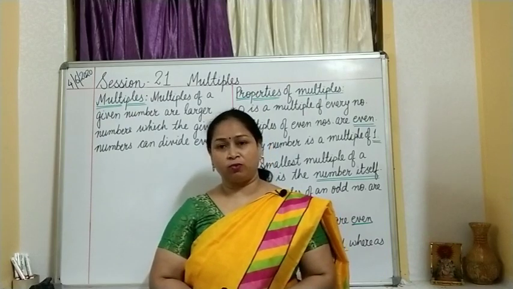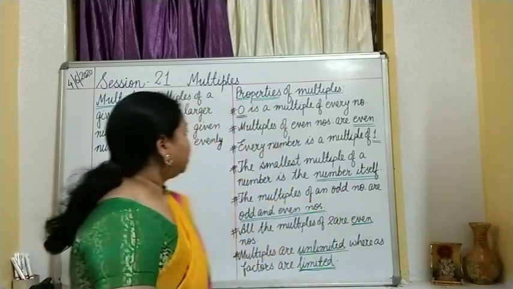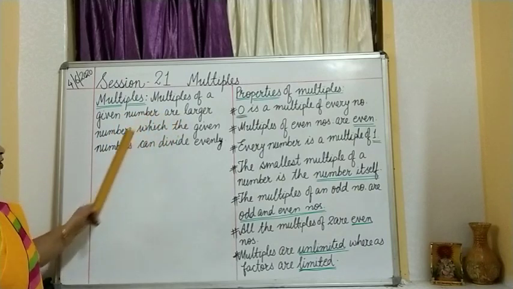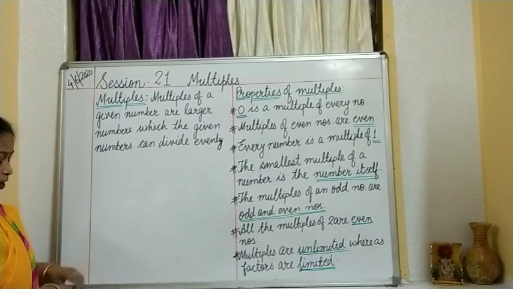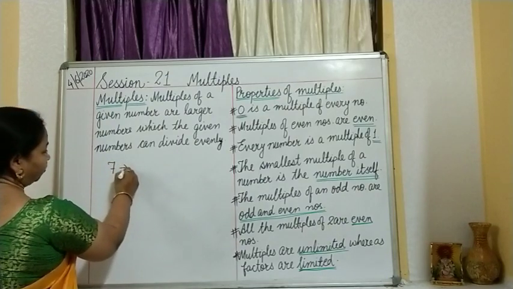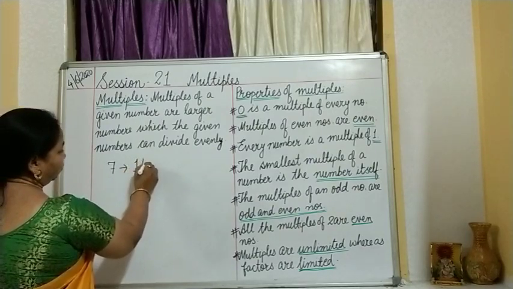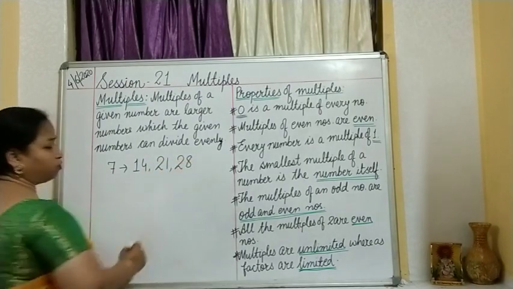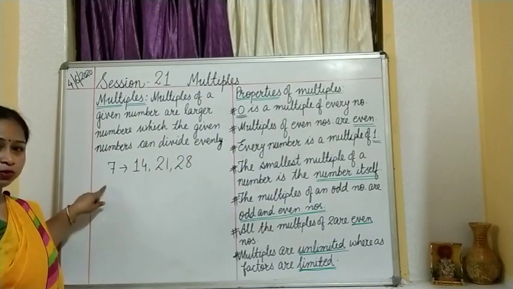Okay, so first we will know what are multiples, what are the properties of multiples. Multiples of a given number are larger numbers which the given number can divide evenly. Suppose I take the number 7 and find out the multiples of 7. So 7 2s are 14, 7 3s are 21, 7 4s are 28. For example, I have taken these three numbers. These are multiples of 7.